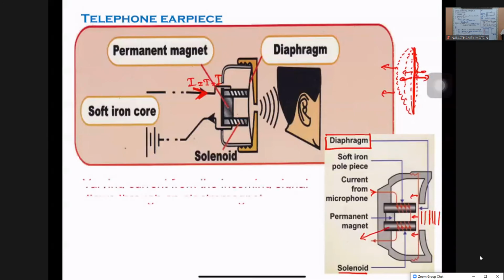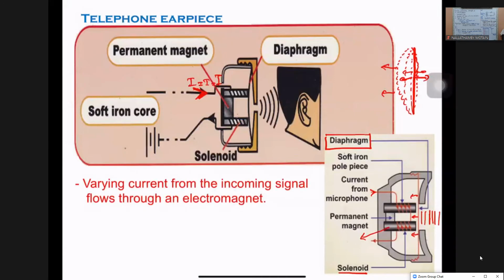Okay, so if you check, don't worry about the working principle. They won't ask about the working principle. The simple one is: varying current from the incoming signal flows through the electromagnet.